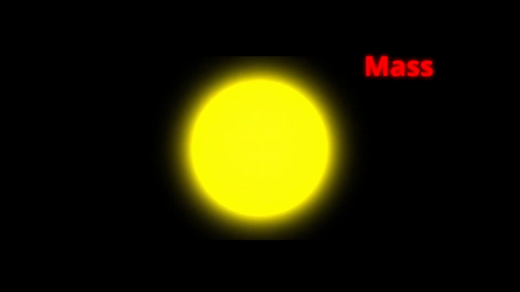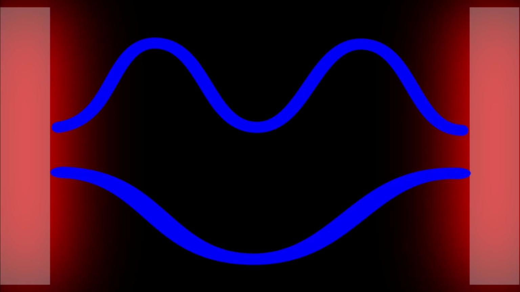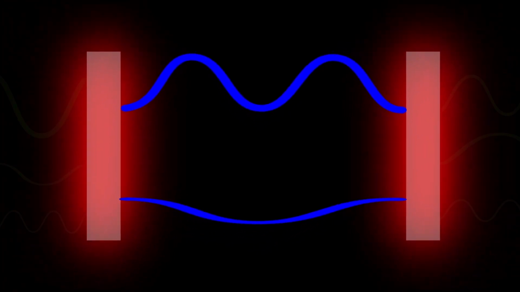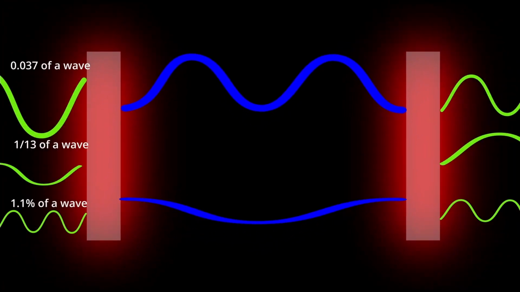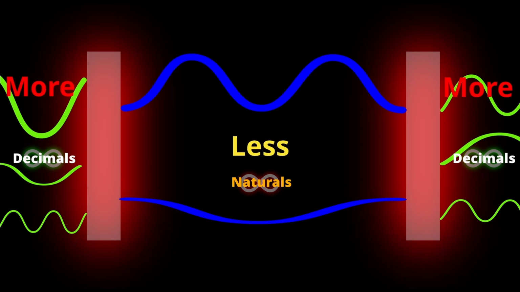Now let's put it all together. Virtual particles have masses and velocities. When they collide with the metal plates, they will exchange momentum and exert a force. Between the metal plates, there can only be waves with positive whole number multiples of half their wavelength. However, on the outside of the plates, any wave can appear. Since we know that an infinity of decimals is larger than an infinity of naturals, we can conclude that there are more virtual particles on the outsides of the metal plates than there are in between the plates.